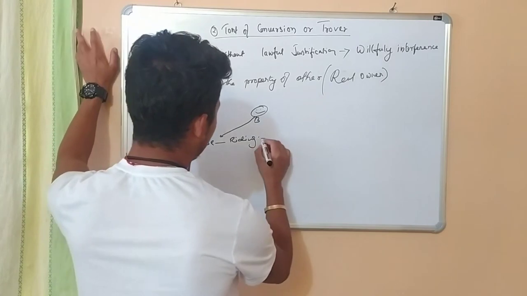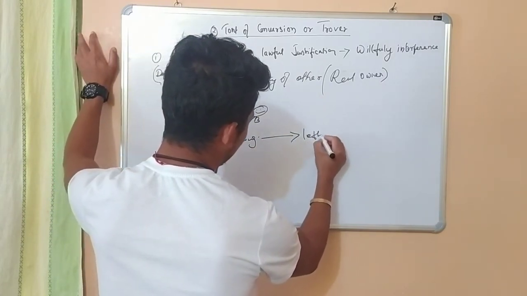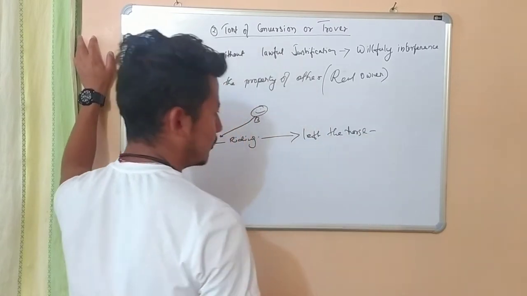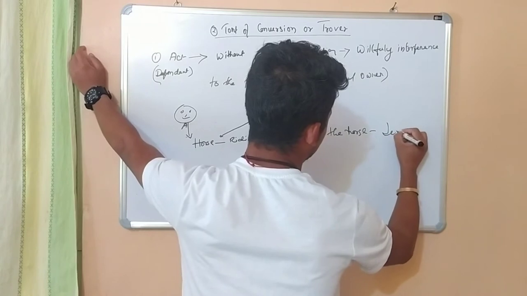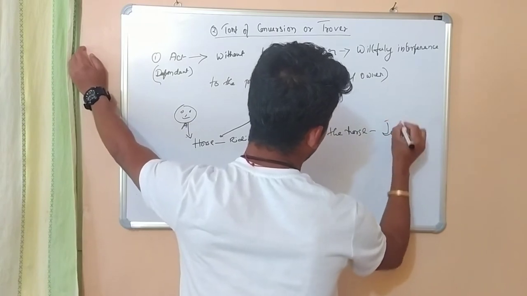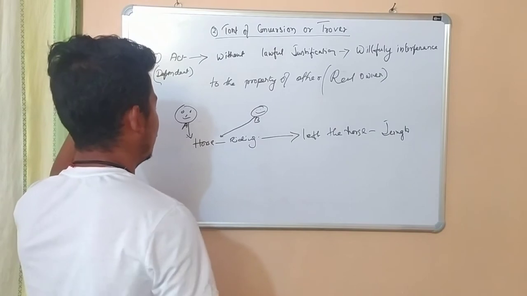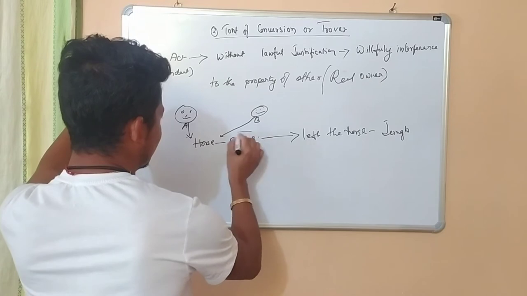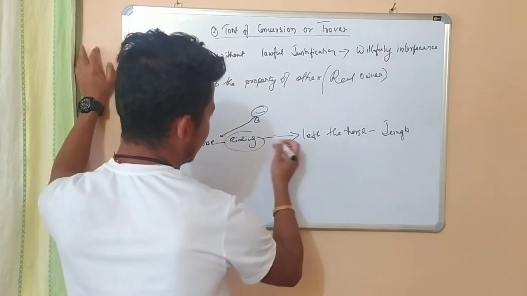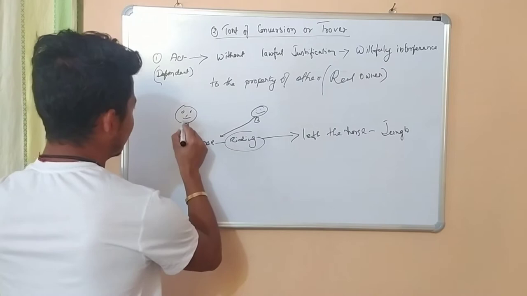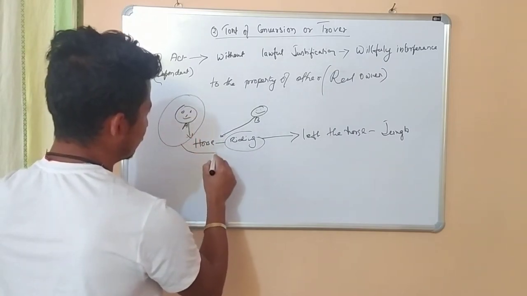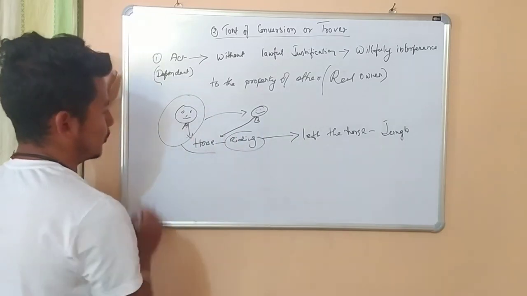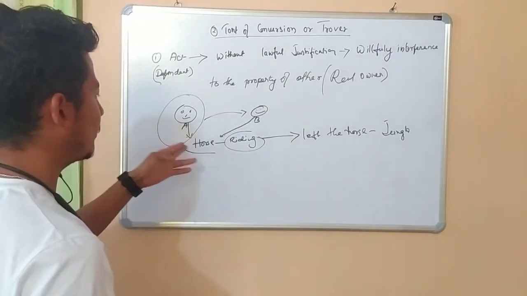He took it and left the horse in the jungle. When his riding was over, he left the horse in the jungle. And when A was looking for his horse from B, B did not return the horse to the real owner. The real owner here is A, and he did not return it.